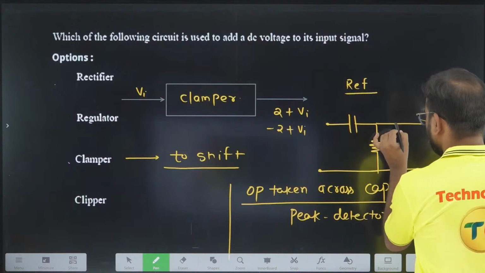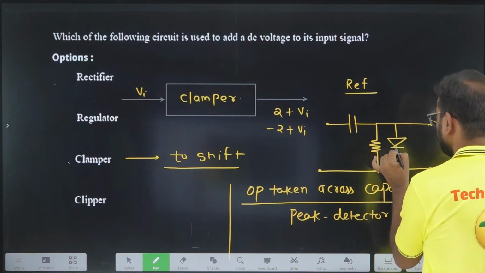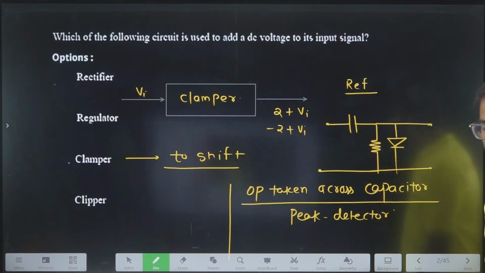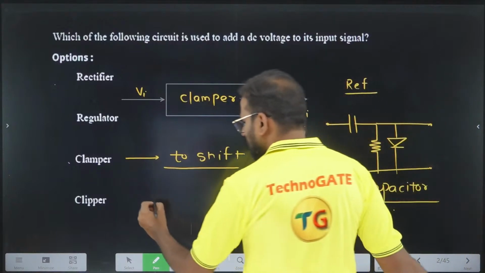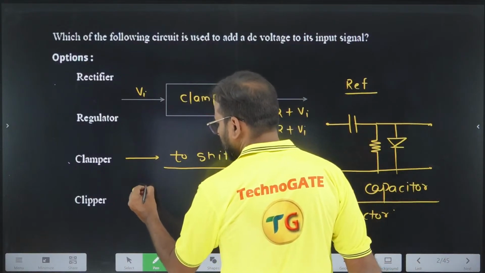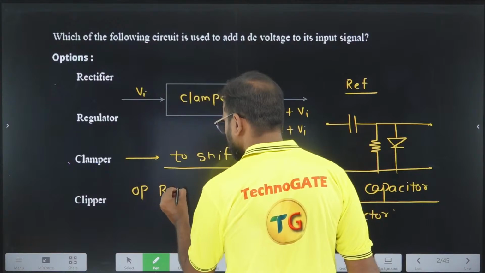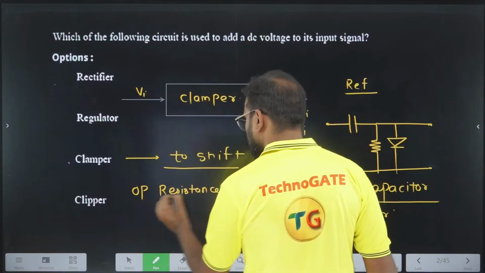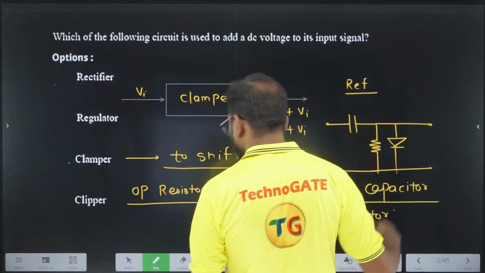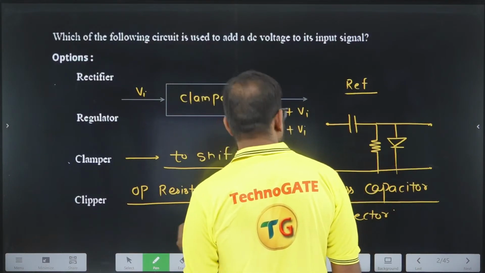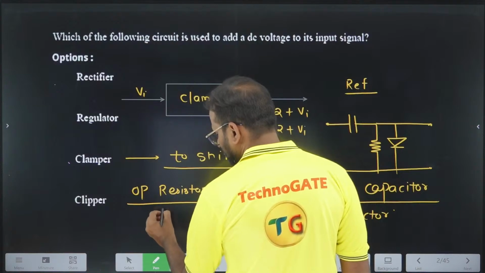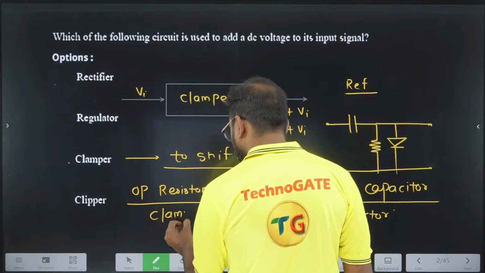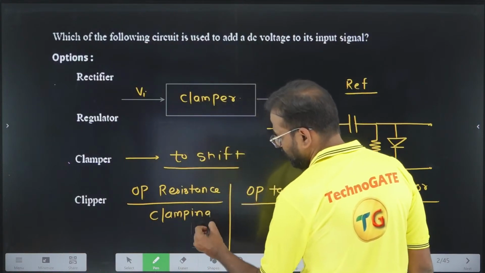And one diode is there. If the output is taken across the resistance, then it is known as a clamper, clamping action.